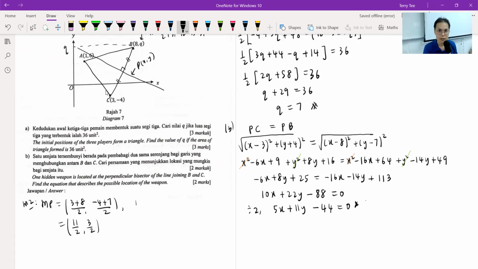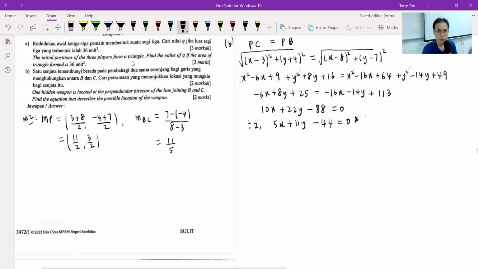I also need to find the gradient of line BC. Let's use y2 minus y1. Remember, your q is now 7. 7 minus minus 4 over 8 minus 3. This is 11 over 5. Okay, since I'm finding the perpendicular bisector, remember when two lines are perpendicular to each other, m1 times m2 equals minus 1. My m2 is minus 5 over 11.